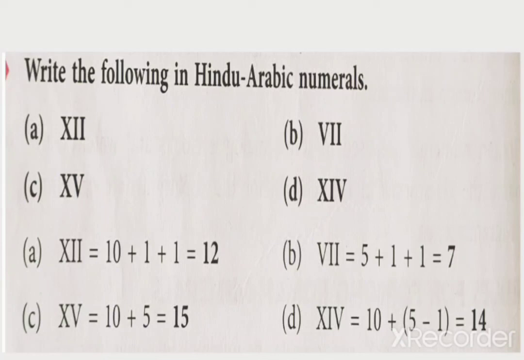Now XIV. X is 10 and IV we know is 4. We can write it directly also, 14. But if we don't know what IV is, we will break it like this: 10 plus 5 minus 1. 4 we can write as 5 minus 1. So practice these questions. Thank you.